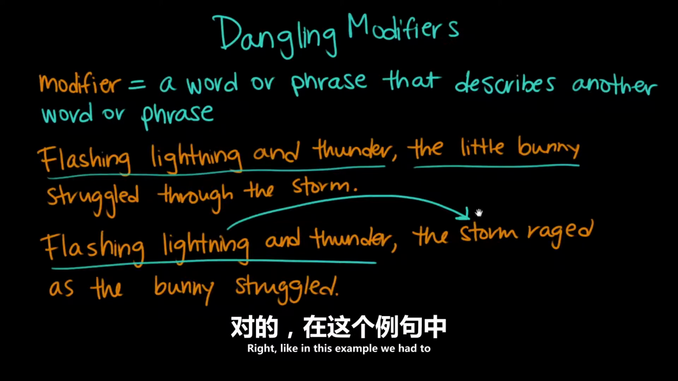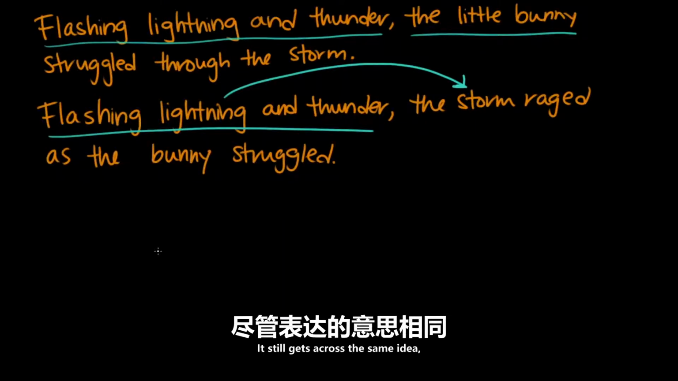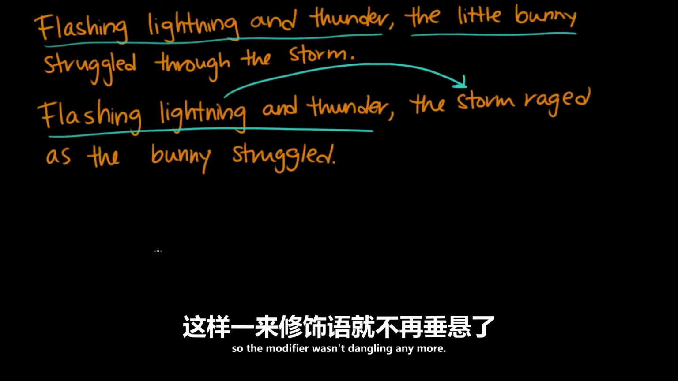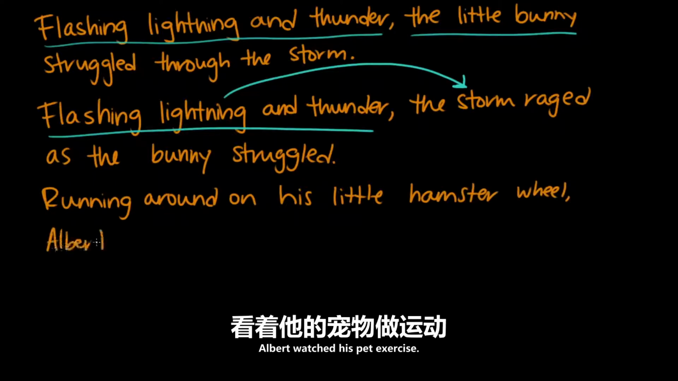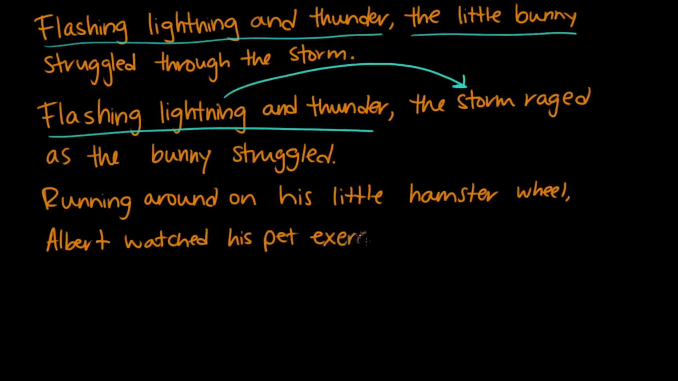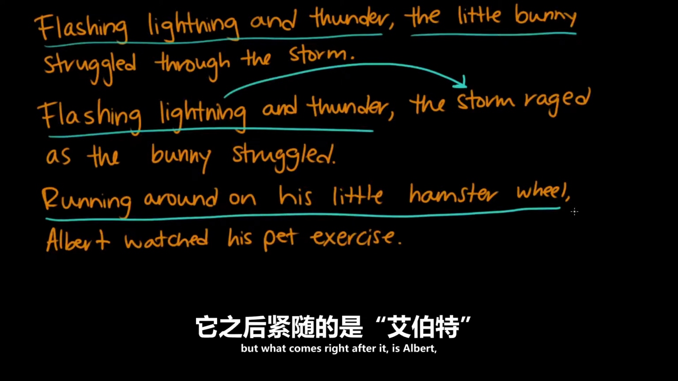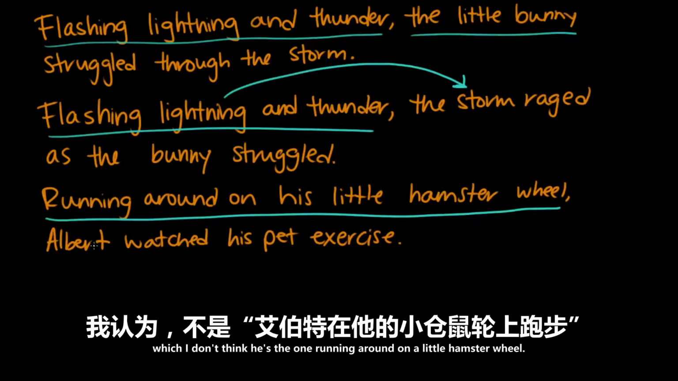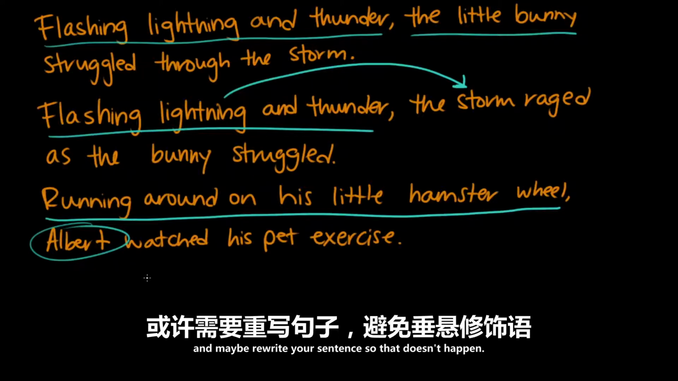Right, like in this example, we had to pretty much completely rewrite the sentence. It still gets across the same idea, but we had to put the nouns in a different order so the modifier wasn't dangling anymore. "Running around on his little hamster wheel, Albert watched his pet exercise." This whole part, "running around on his little hamster wheel," is the modifier in this sentence, but what comes right after it is Albert, which I don't think he's the one running around on a little hamster wheel, right? So this is something you want to look out for and maybe rewrite your sentence so that doesn't happen.